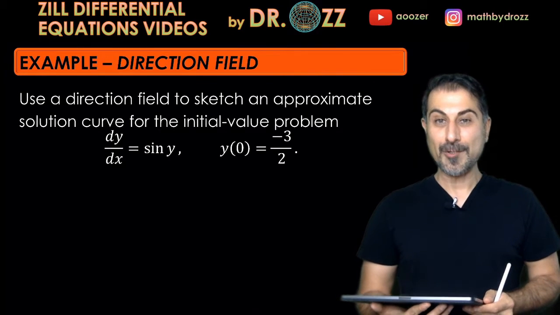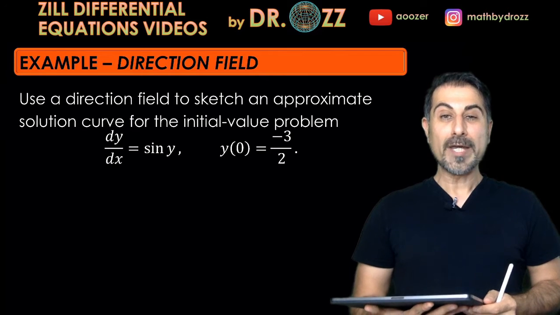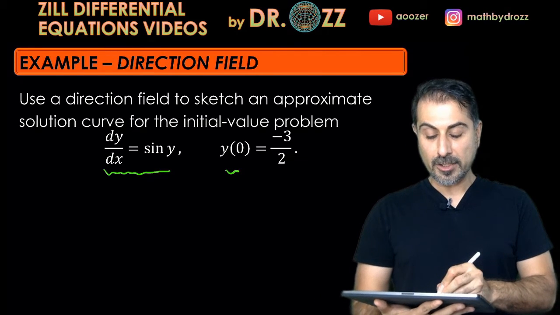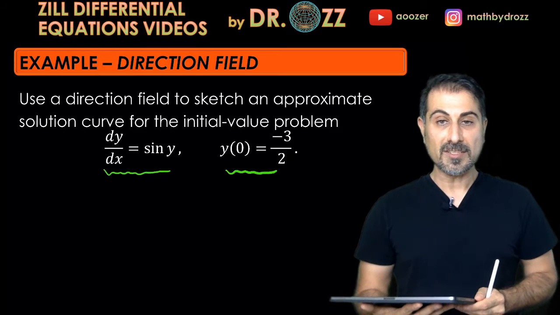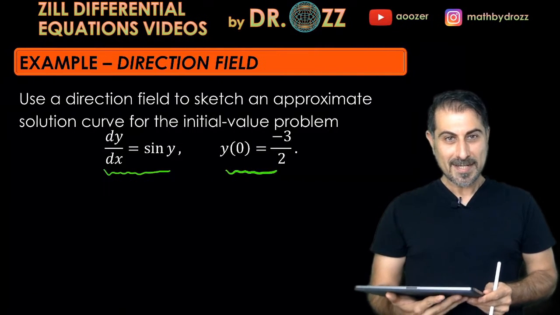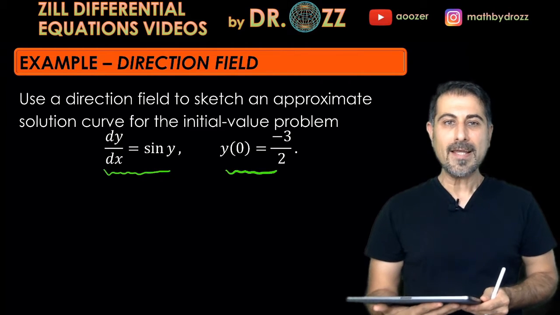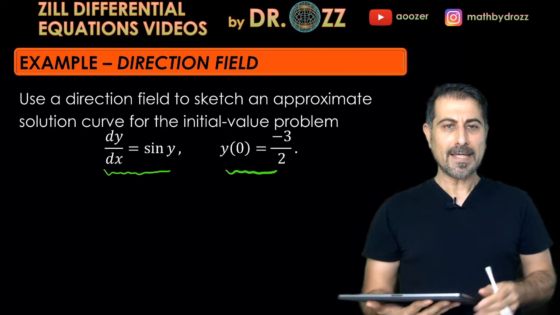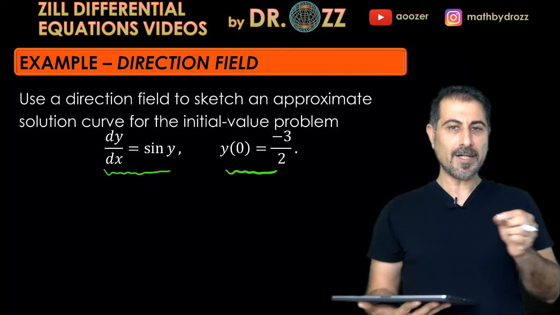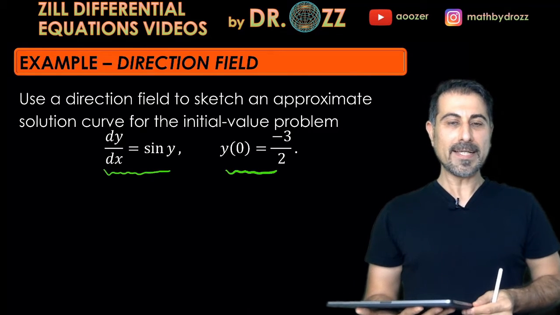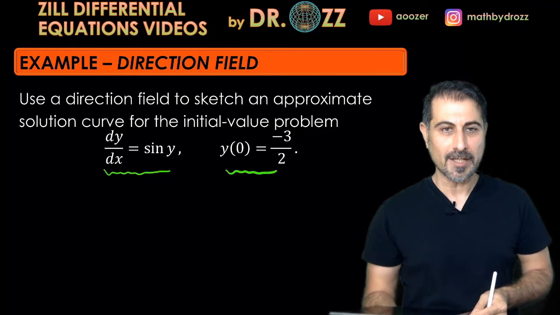In this video, we're going to go through an example where we're given a non-linear differential equation with an initial condition at x equals 0. Here, the right-hand side of the differential equation is a non-linear function of y, that's sine y. In fact, we can evaluate the slopes of the tangent lines to the curve y at every point because dy over dx represents the slopes of tangent lines.